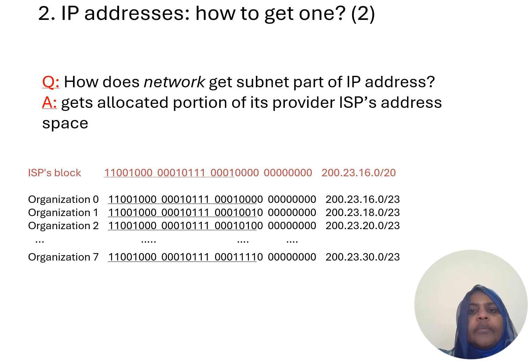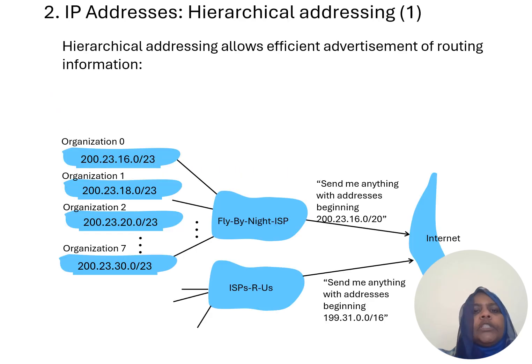How does the network get subnets from part of the address? The answer is it gets allocated from its ISP, internet service provider. The internet service provider has a block, and it dedicates portions of this block to different organizations. The hierarchical addressing of internet protocol is actually used to have efficient advertisement of route information.